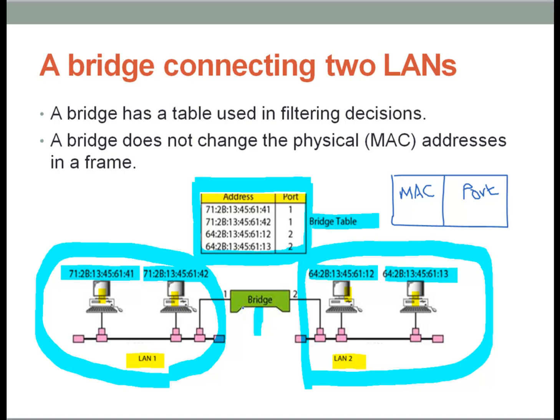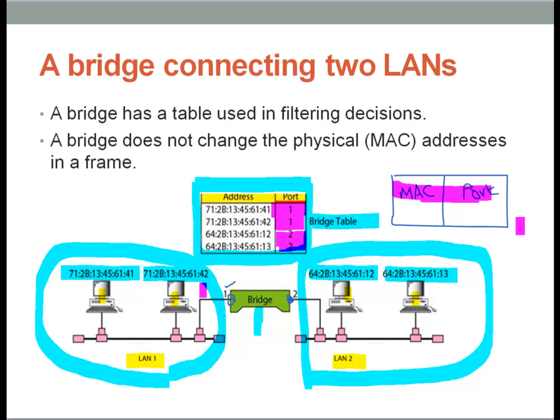You can see this is port number 1 and this is port number 2. There are two ports connected. Don't memorize the addresses; make it simple and take the last two numbers. So 41 and 42 are connected to the first port, port number 1. Then 12 and 13 are connected to port number 2. So this is called a bridge table.